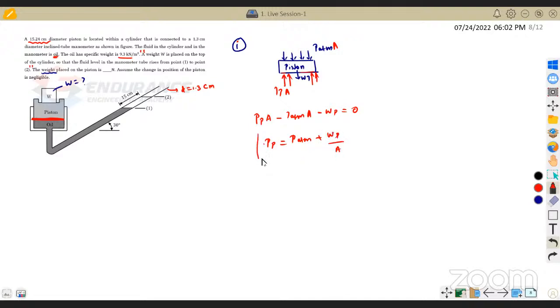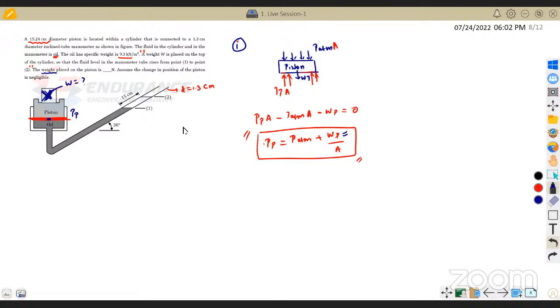This is our first case. PP is nothing but the pressure at this place, that is simply atmospheric pressure plus pressure due to the weight of the piston alone. WP is the weight of the piston alone. For the first case, don't consider the weight. Pressure at this point is PP.